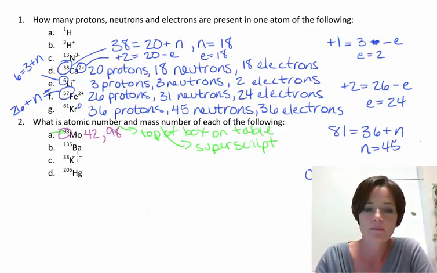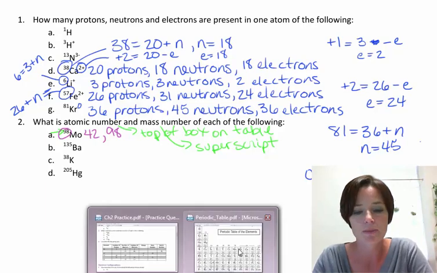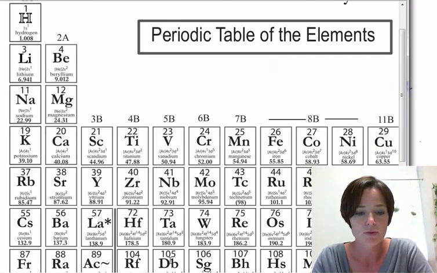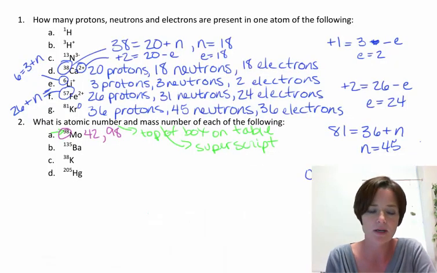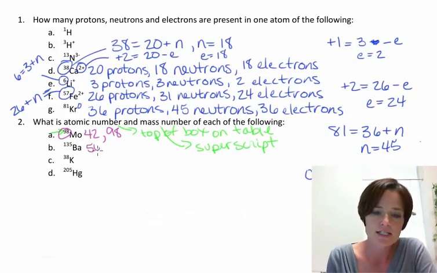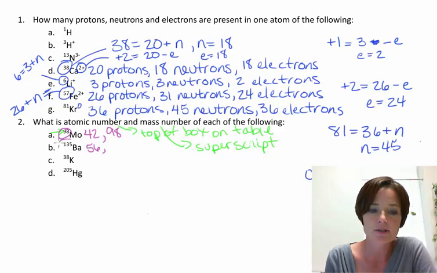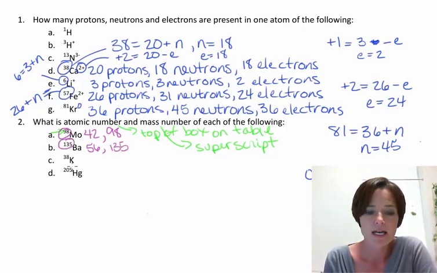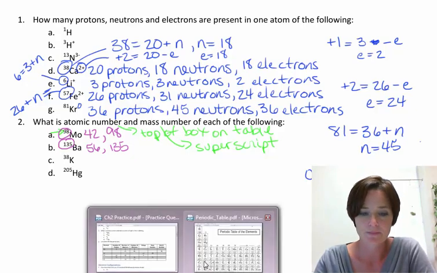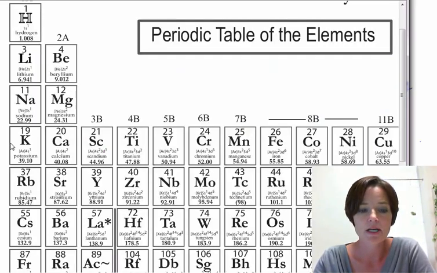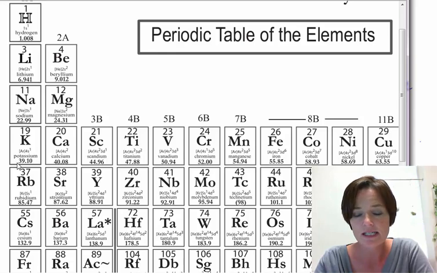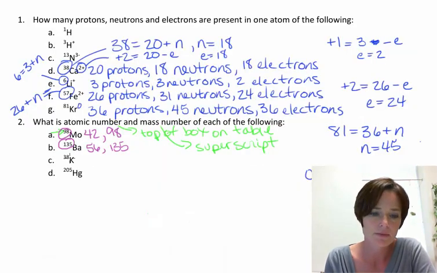The next one, barium, we look that one up. Barium is going to be right here. So number 56 would be its atomic number. So we'll write 56 here. Its mass number is right here, 135. Potassium, the atomic number we can see right here would be 19. And then its mass number right here, 38.